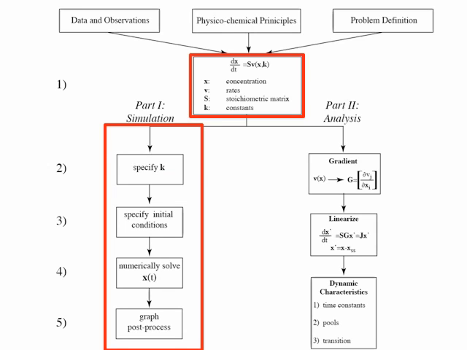As you go through the simulation process, we have to specify the numerical values of the rate constants. We have to specify the conditions under which we are doing the simulation. We numerically solve for the concentrations and how they change over time, and that's designated by x sub t, x as a function of t, time. And then the fifth step, the final step, is to graph the solution or post-process it in various ways. So we will go through the boxes in this workflow that are highlighted in red.